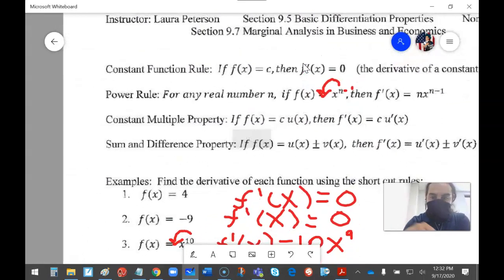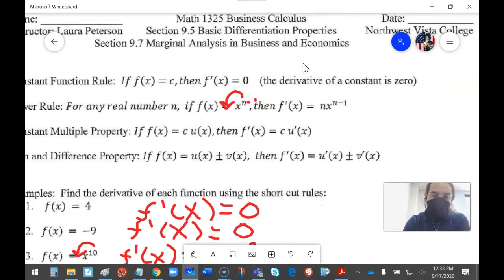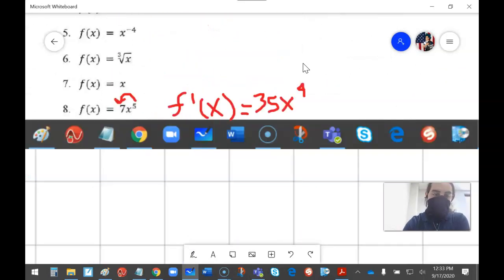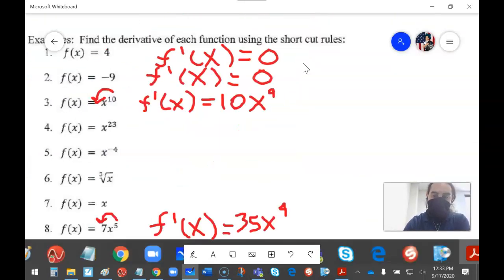Then there's these multiplication rules. And then the sum and difference. They're separated. So hopefully that can give you a good start.